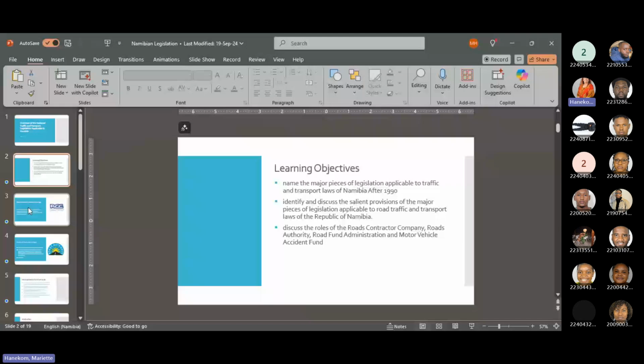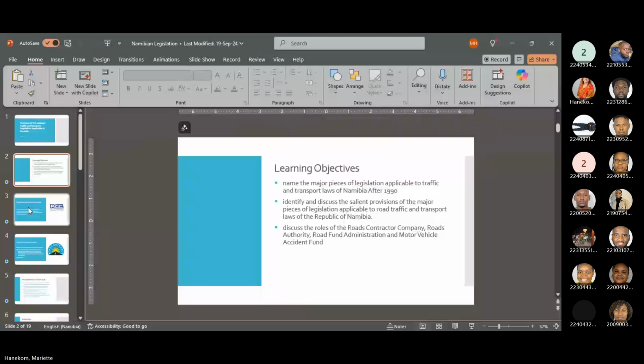So the first three pieces of legislation that we look at are fairly closely related. The Roads Contractor Company Act, the Roads Authority Act, and the Road Fund Administration Act. These three laws date back to 1999. They were passed by Parliament in close succession of each other.